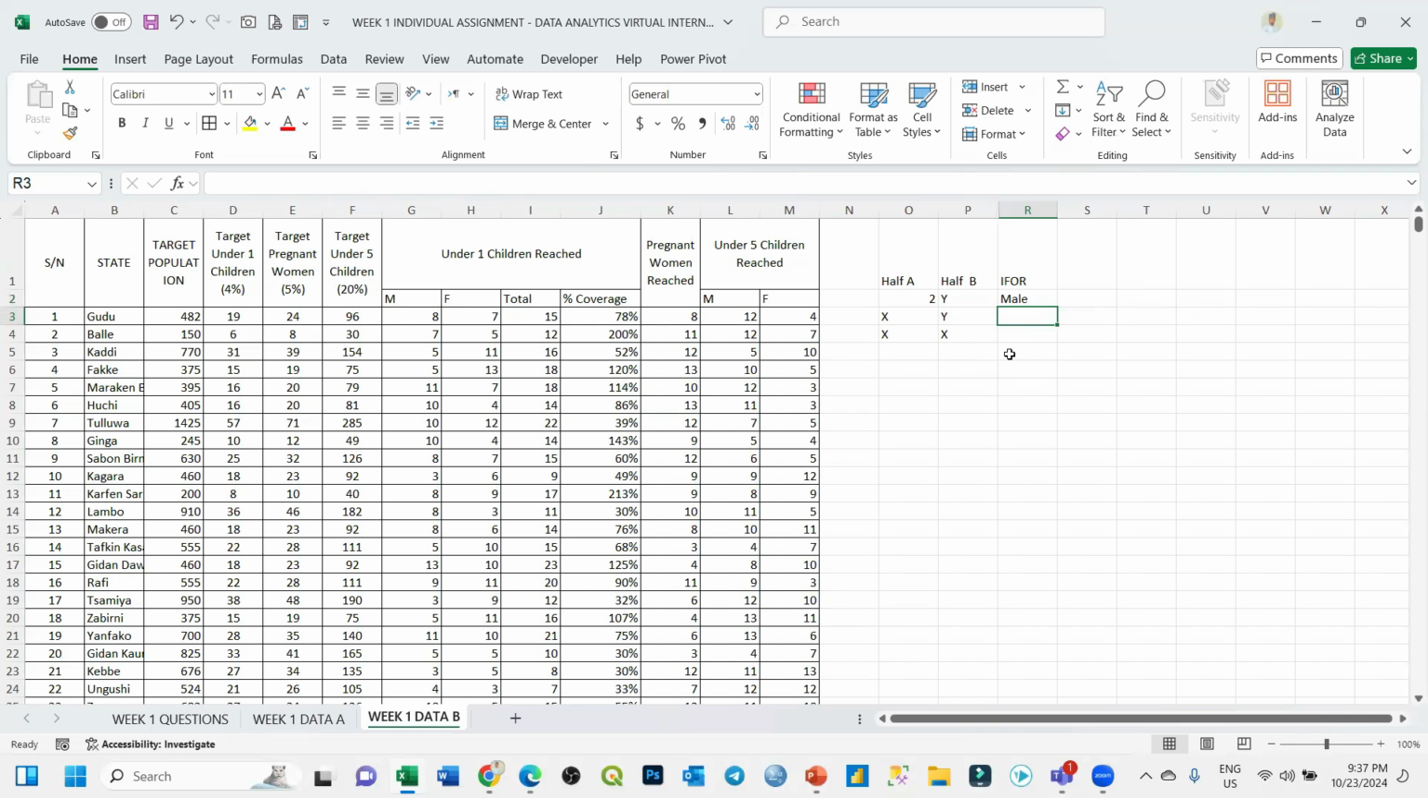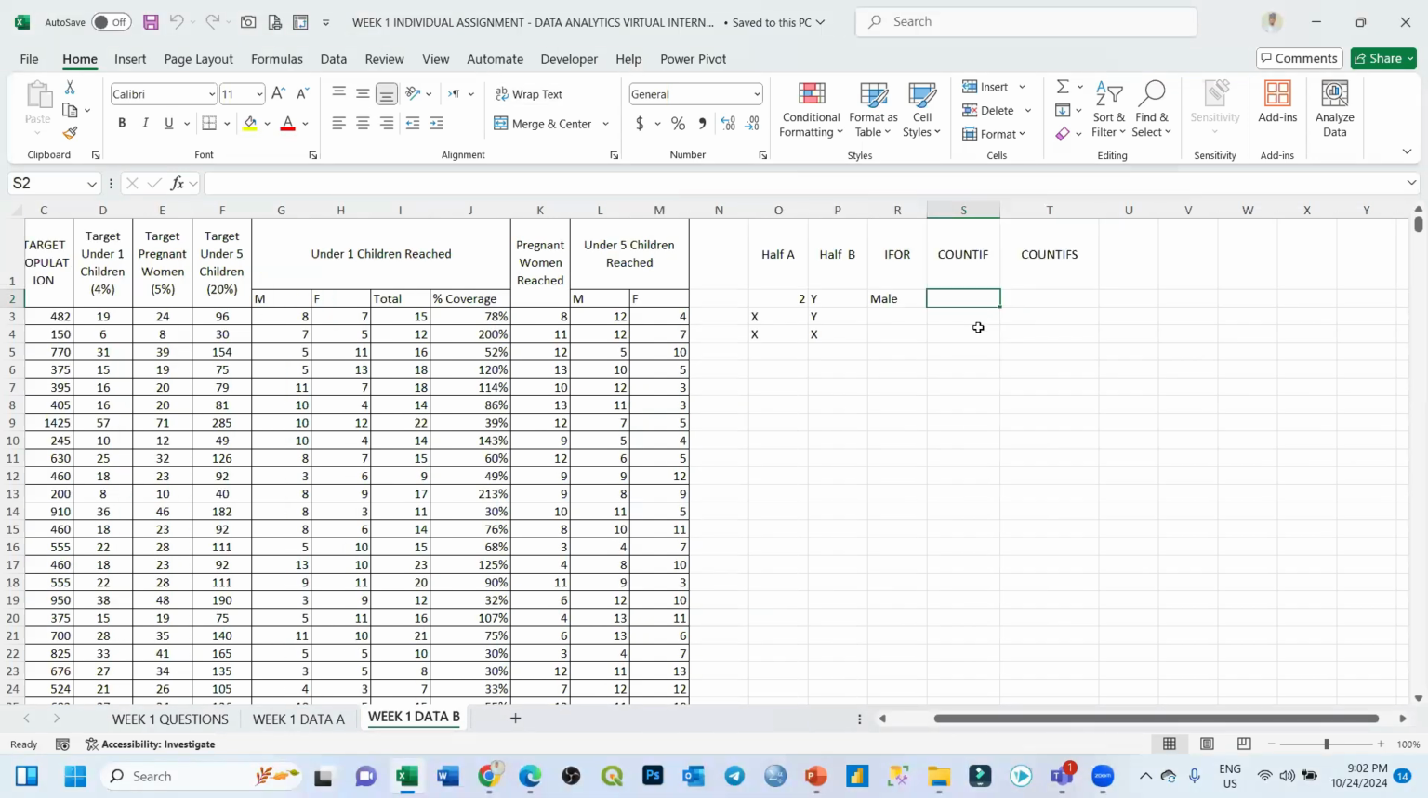Okay, let's move. So again, we are going to talk about COUNTIF and COUNTIFS. That's what we are going to talk about. Let's talk about COUNTIF, COUNTIFS. So these are the two functions also we are going to discuss today.